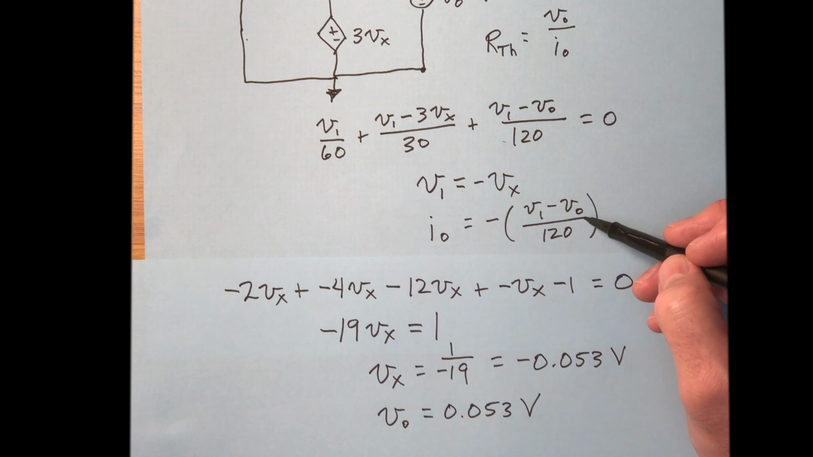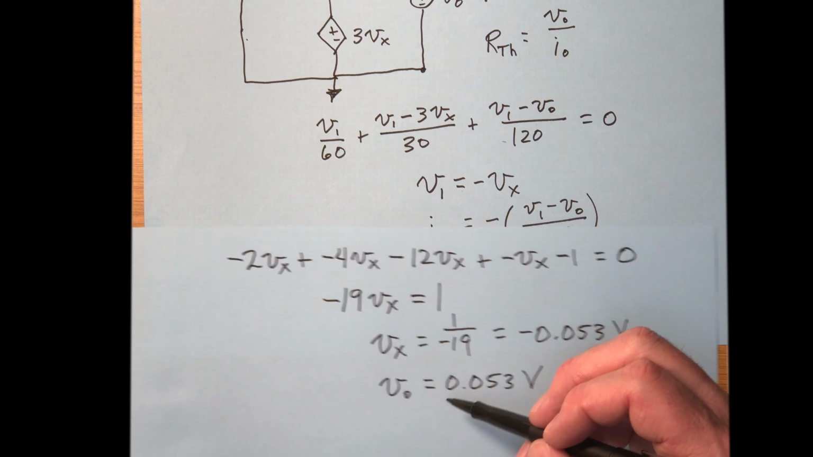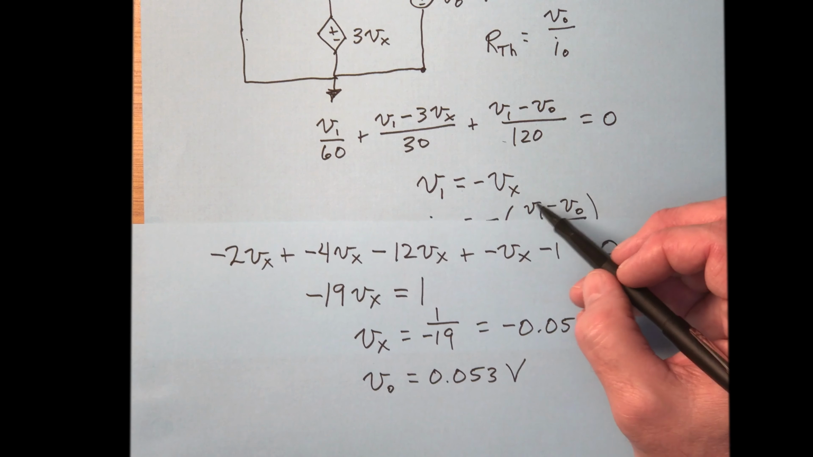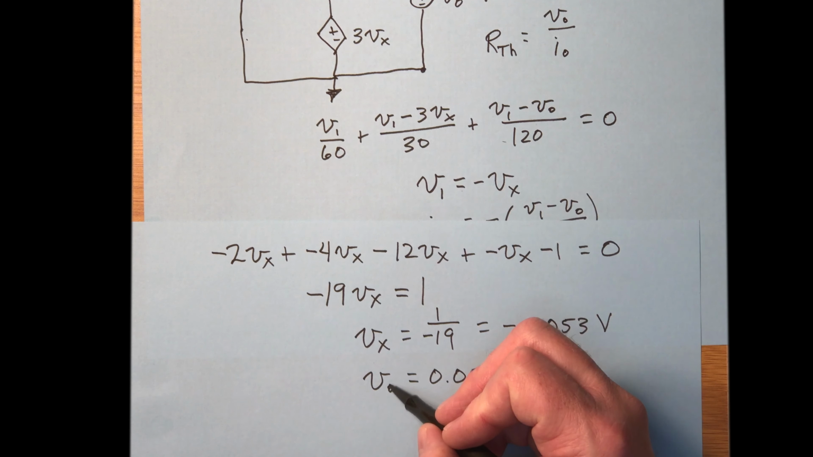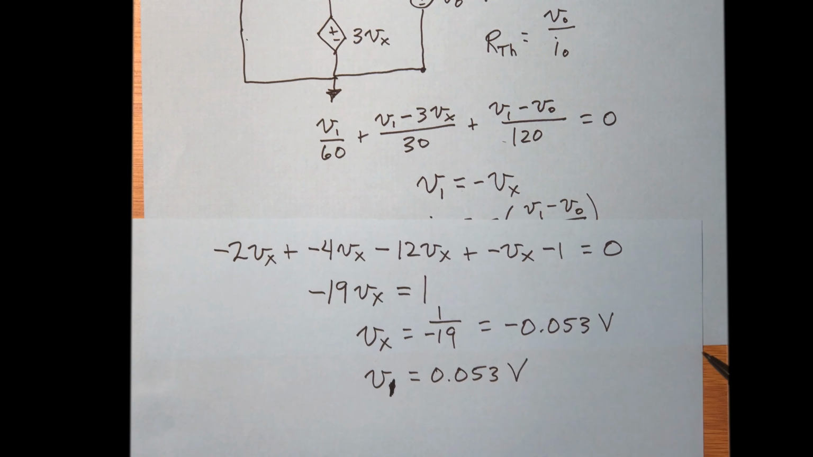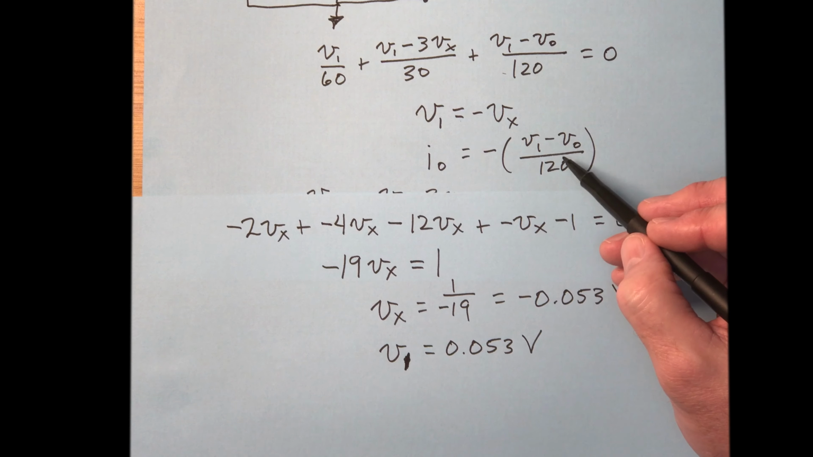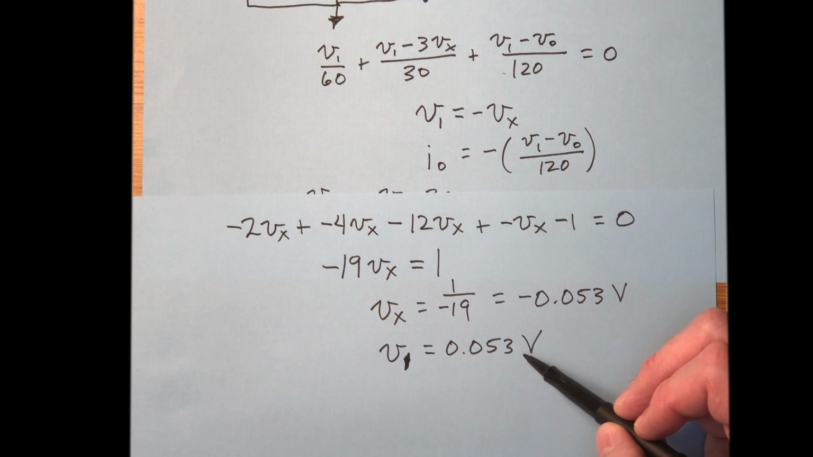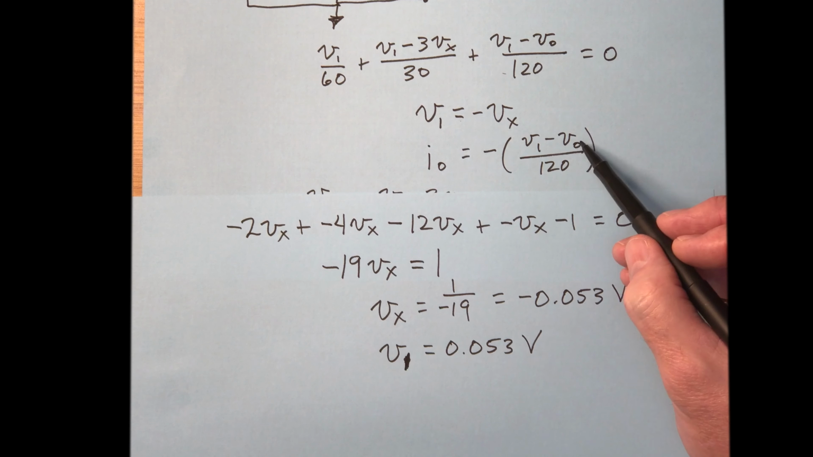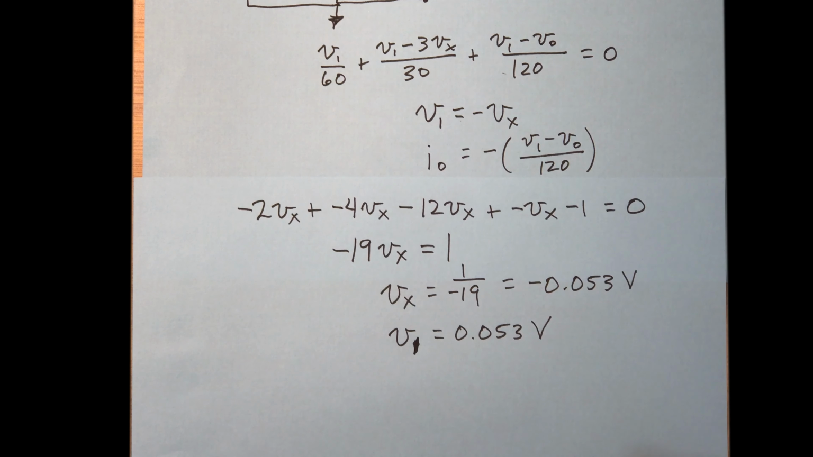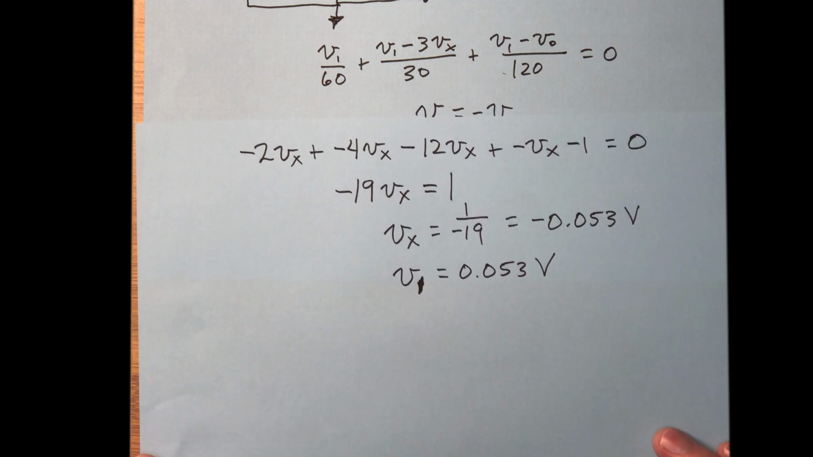And now that we've got that, we can go back to this equation right here, and we can compute, I'm sorry, I wrote v naught, that should be v1, not v naught. But nevertheless, we go back to this equation right here and plug in this value for v1 and 1 for v naught, and we should be able to compute our I, which is what we're after, so that we can get our RTH. Let's do that.